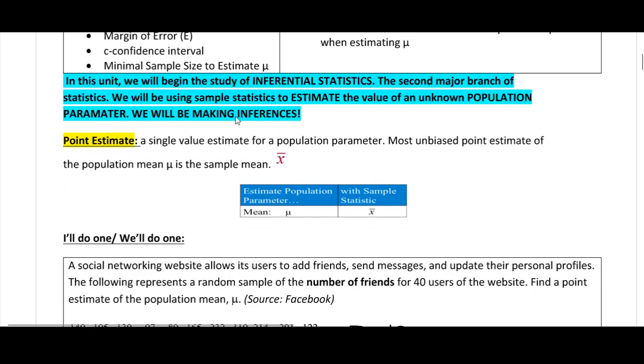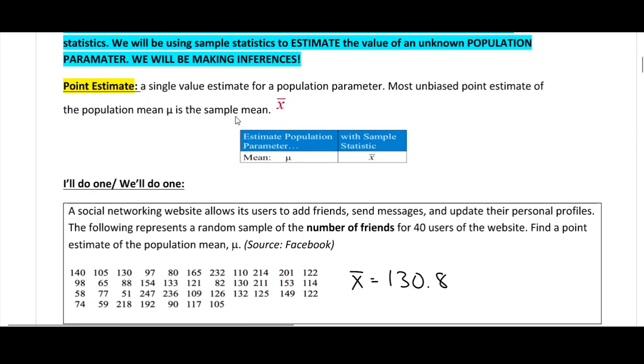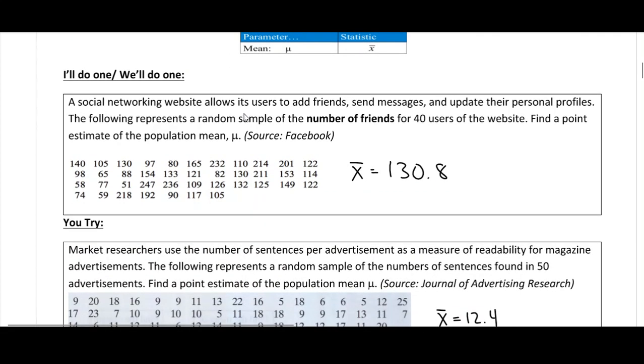So, to start this off, we're going to be using this thing called a point estimate, a single value estimate for a population parameter. It's basically when we don't know the average for our entire population. And an unbiased point estimate for the population mean is usually the sample mean, x bar. It's a nice one to look at. So let's take a look at this first example right here.